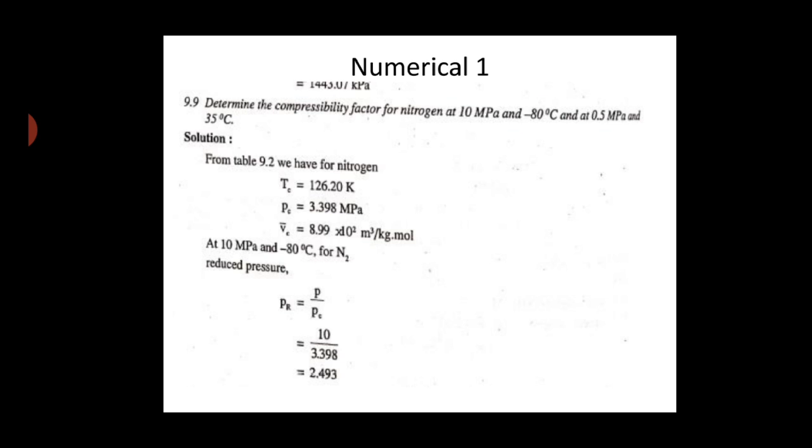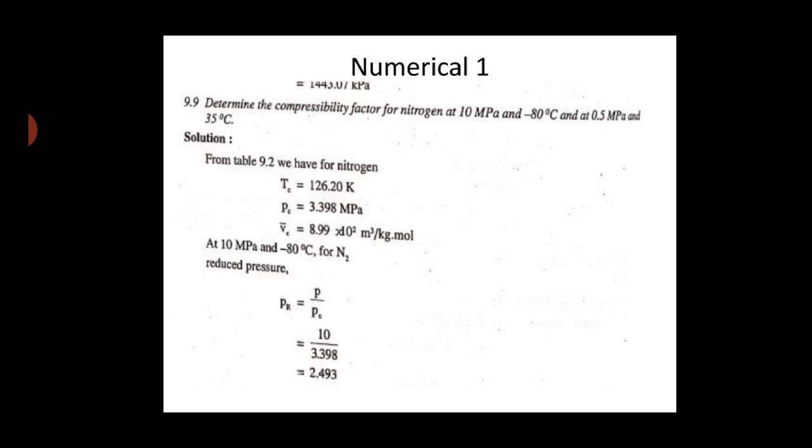So here we have to find out the value of compressibility factor, that is Z, for nitrogen gas. They are given two conditions. One is pressure is 10 megapascal and minus 80 degrees centigrade is the temperature, and the second condition is pressure is 0.5 megapascal and the temperature is 35 degrees centigrade.